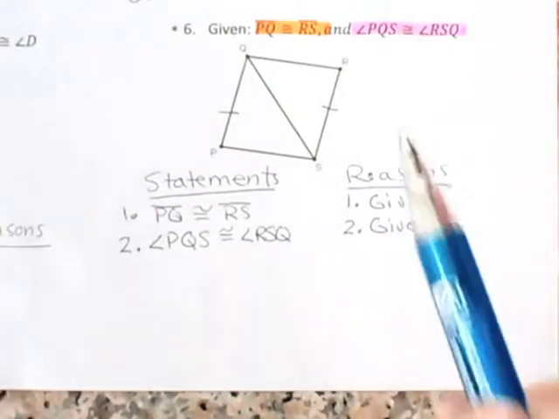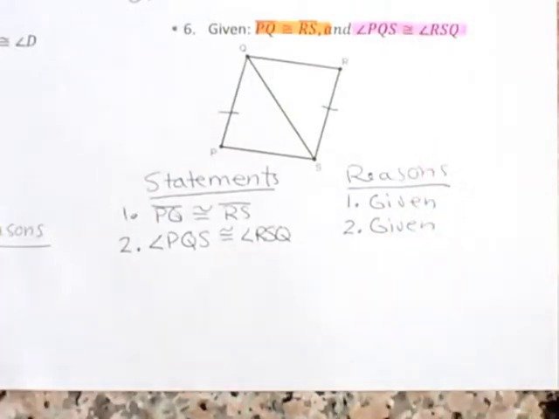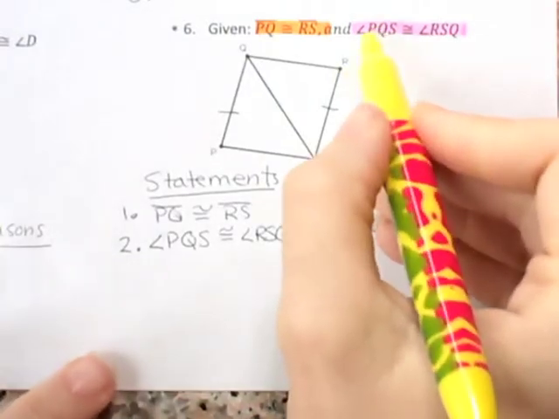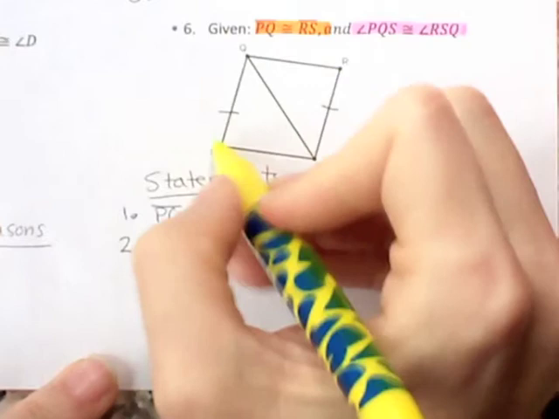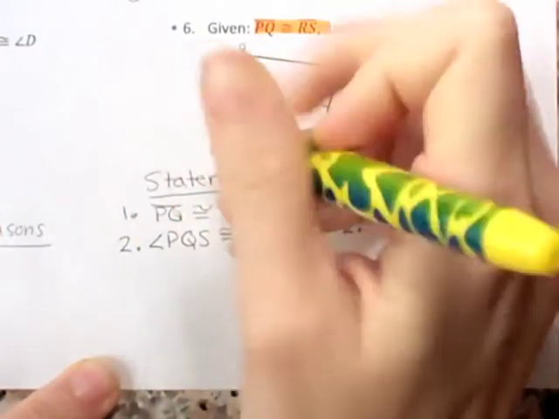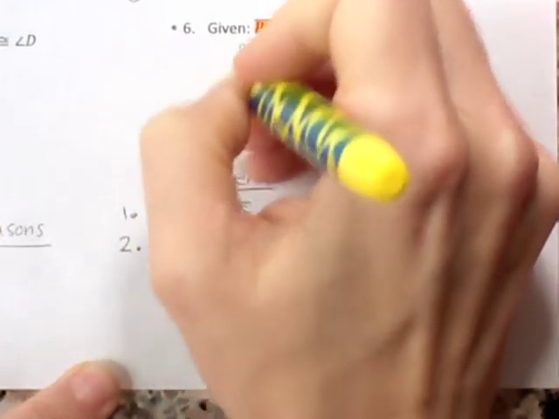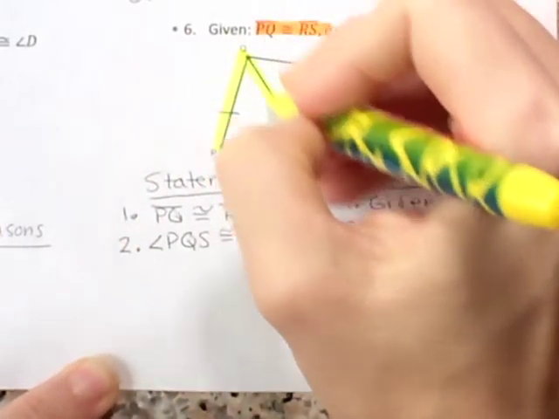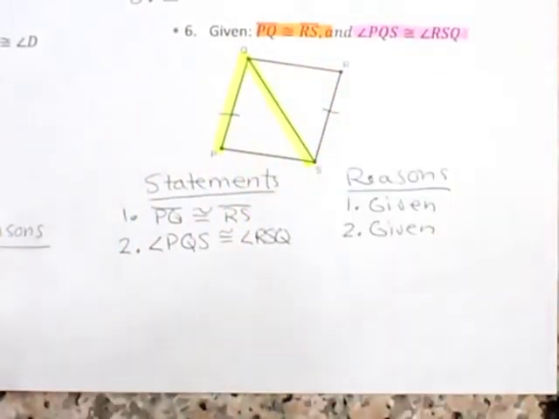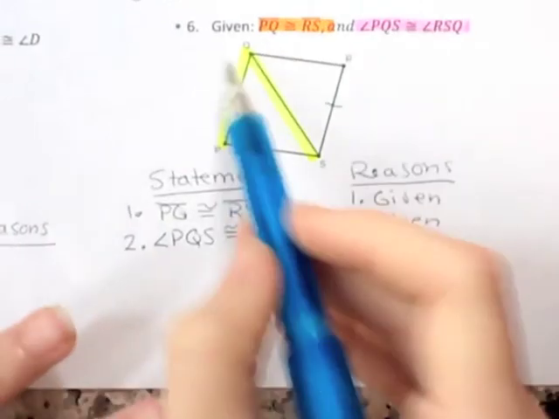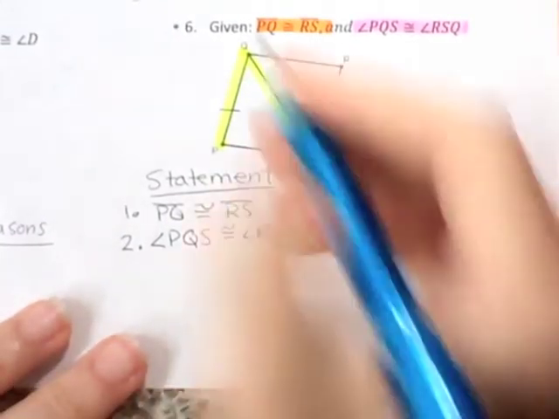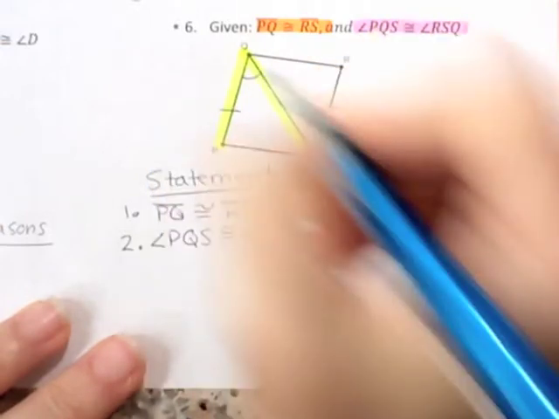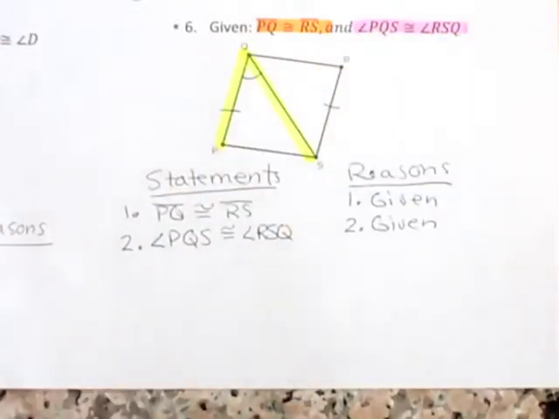And this is one of those times when I suggest you use your highlighter to help you see which angle is which. So angle PQS, we're going to start with our pen on P, and we're going to follow the letters in order. So from P to Q to S. So I have highlighted two sides, and where those two sides come together, that is the angle that they are talking about. So that angle is congruent.